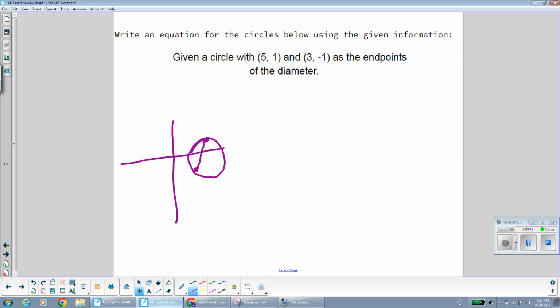Let me fix my drawing a little bit. Give me 1 second. Okay, so it's not a great drawing, but it's an estimate drawing.